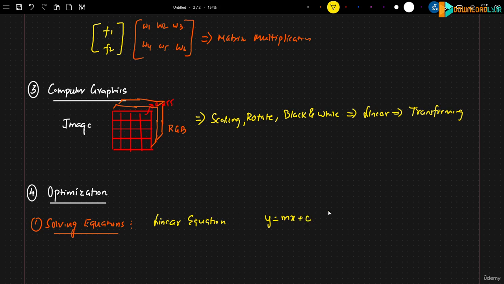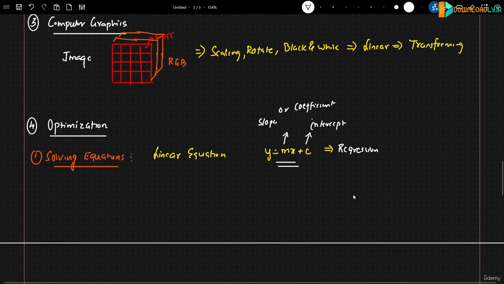plus c. Now, if you read about one of the algorithms called regression, for this y is equal to mx plus c, we will try to find the right m value and the right c value. M is basically called the slope and c is called the intercept. Sorry, c is basically called the intercept. M is nothing but the slope or coefficient. I can also mention this as coefficient.